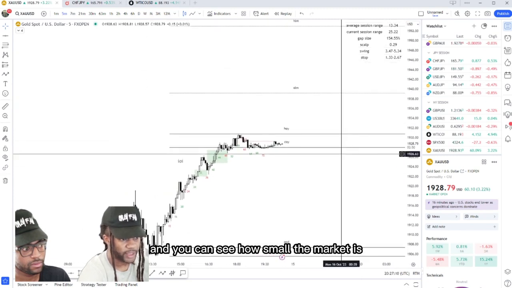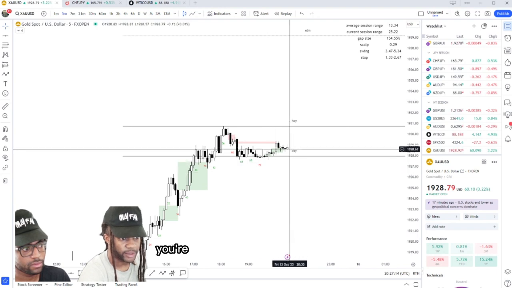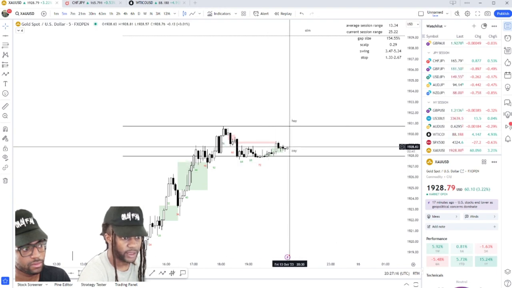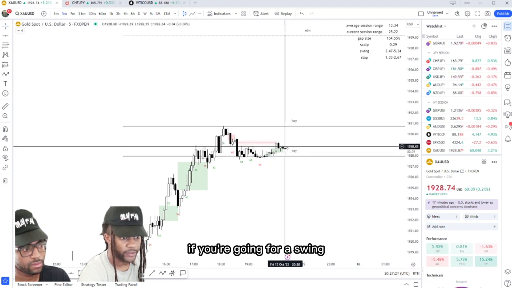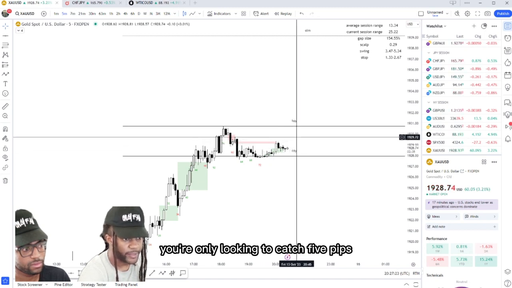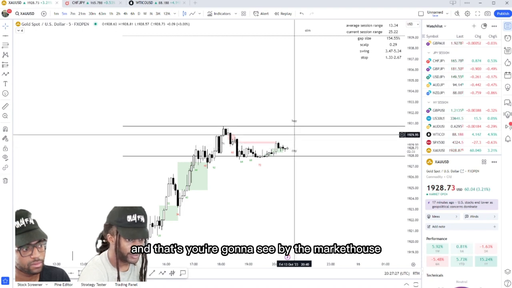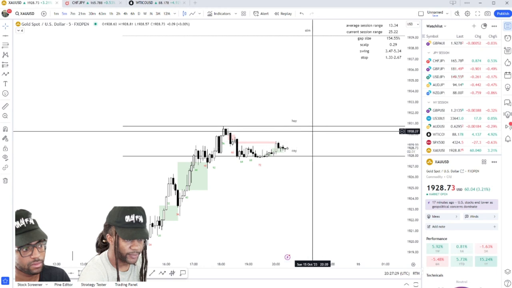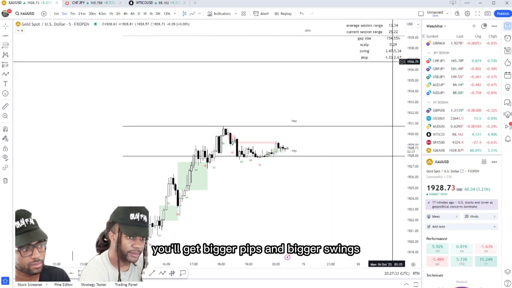You can see how small the market is right now. It's very small, so you're only going to get 20 points in this. 20 ticks. A point is like a tick, 20 points. And if you're going for a swing, you're only looking to catch 4 to 5 pips. You're going to see by the market how small these candles are. So that's why it's telling you this. When there's bigger candles, you'll get bigger pips and bigger swings.